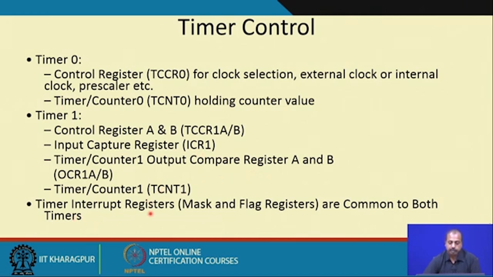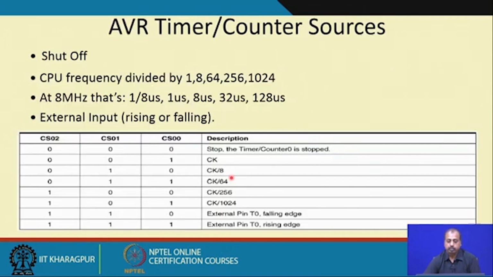And then timer interrupt registers are there. So, both the timers have got mask and flag registers. They are not detailed here, but you can mask those registers, you can put a mask for the corresponding interrupts. Okay. That can be useful, just like in 8051 we have seen, here also we can do that thing. So, this timer counter sources, one is the shut off mode where nothing has to be done.